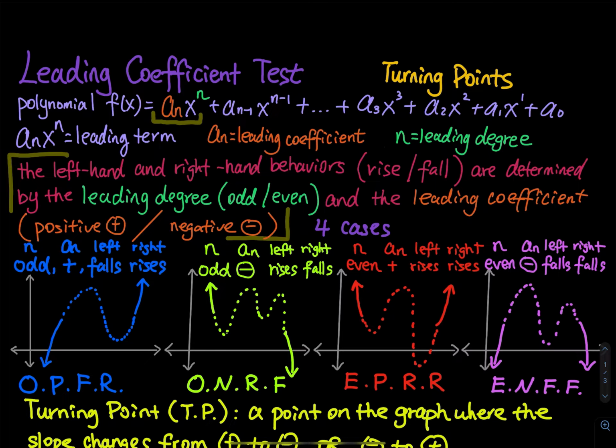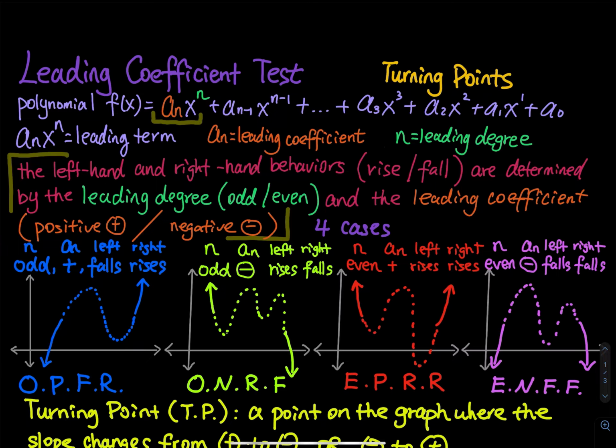Let's go over the leading coefficient test. The first line you see here is an nth degree polynomial. For an nth degree polynomial, we have n terms. f of x equals a_n x to the n plus a_(n-1) x to the n minus 1, and then you keep on going. You have the third degree, second degree, first degree, and a constant.